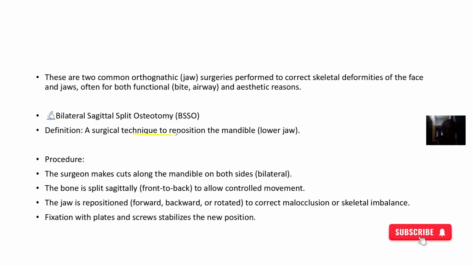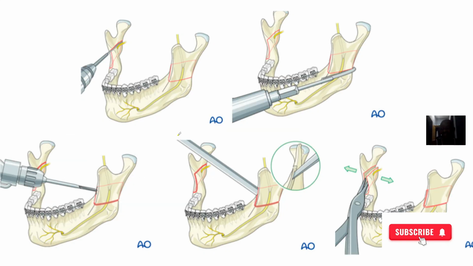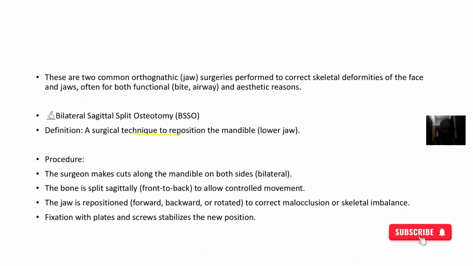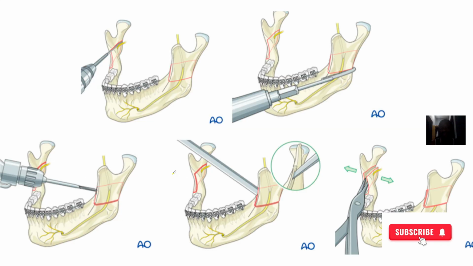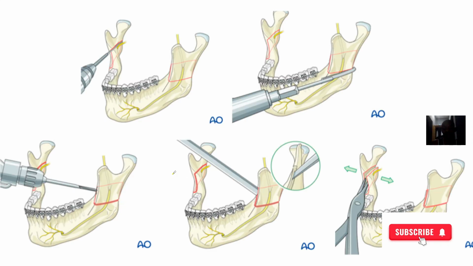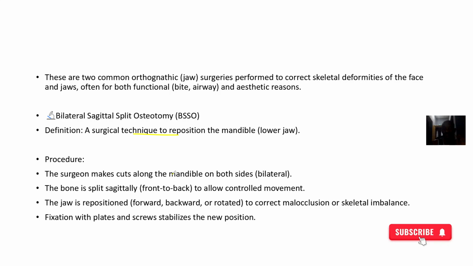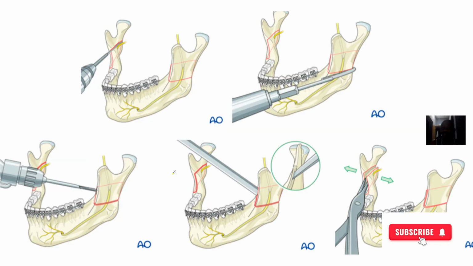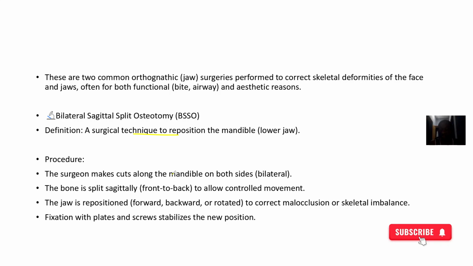So it's a surgical technique and is used to reposition the mandible, that's the lower jaw. They will rearrange it. Procedure: the surgeon makes cuts along the mandible on both sides. So both sides. Are you following? The bones are split sagittally, that's front to back, to allow controlled movement. So the jaw is repositioned. It can be moved forward or backward or rotated. It depends on the jaw issue you're trying to look at. Do you understand? So fixation with plates and screws, basically to stabilize the new position.